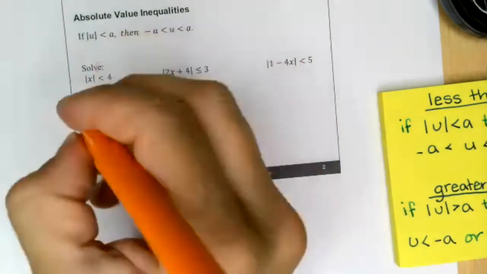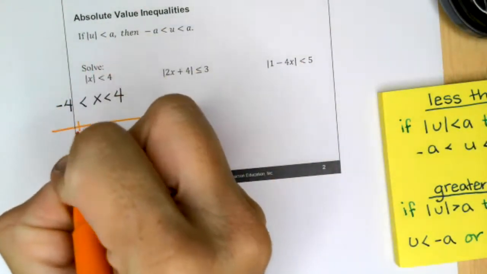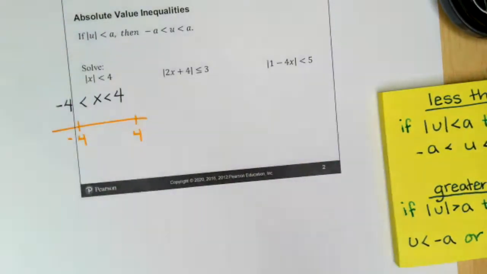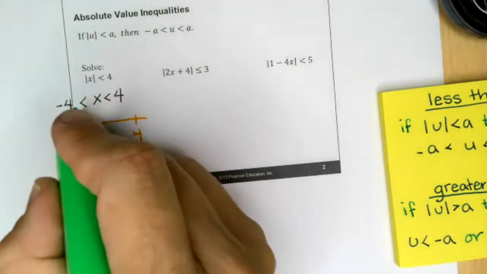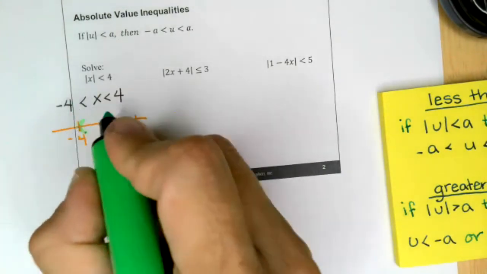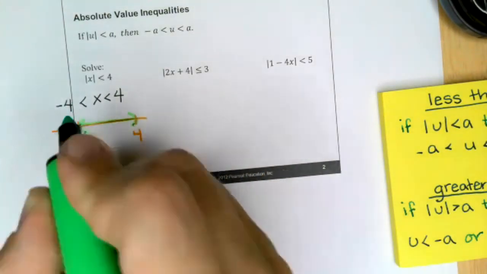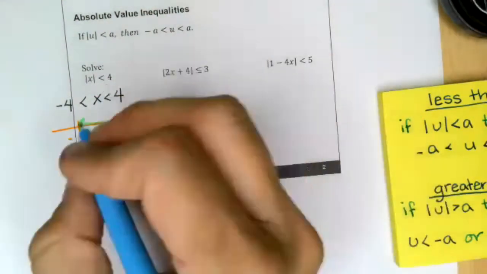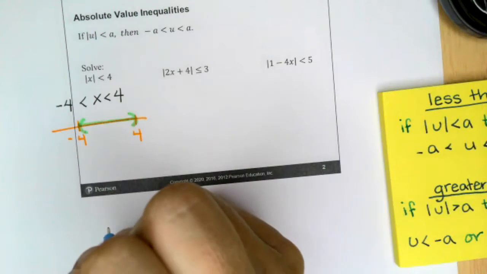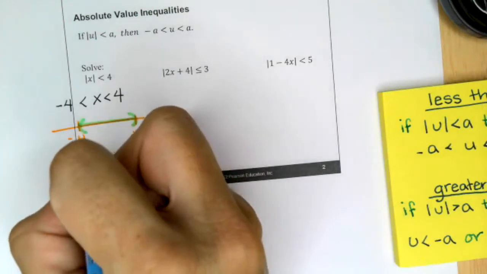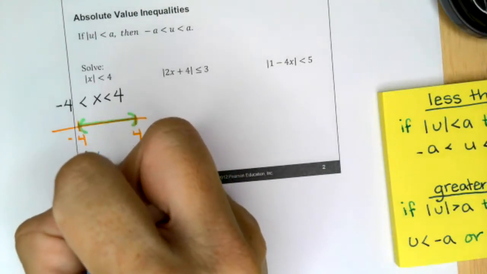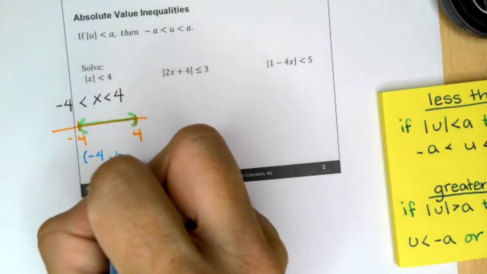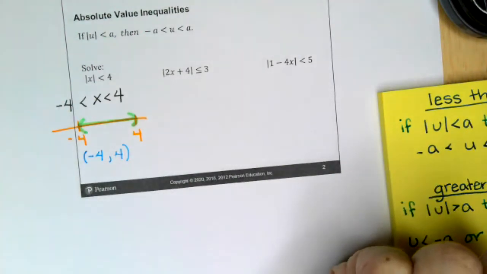You can graph it if you want. Here's -4. Here's +4. X is between those. Just like that. You can write it as interval notation, parenthesis, -4. It starts at -4 but does not include it. Goes to 4 and does not include it.